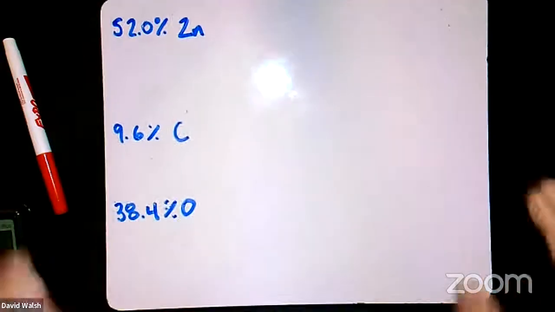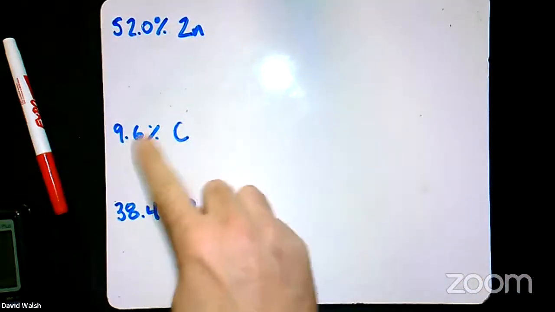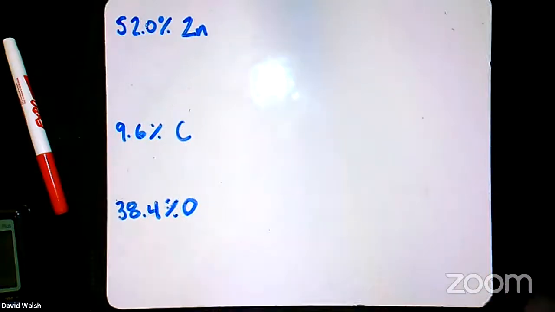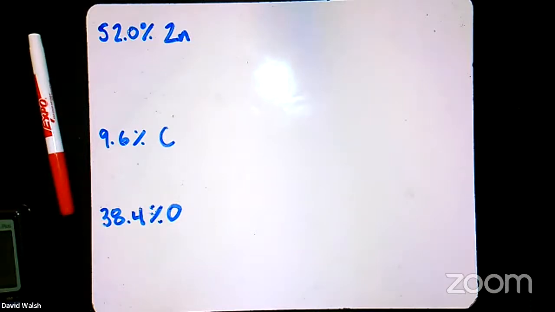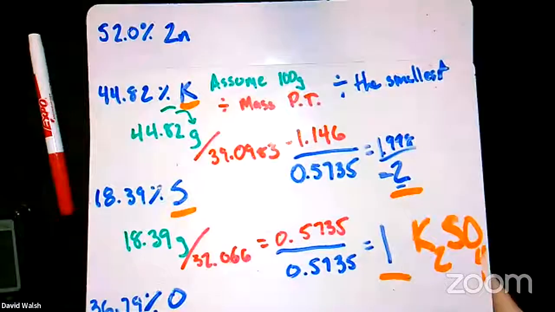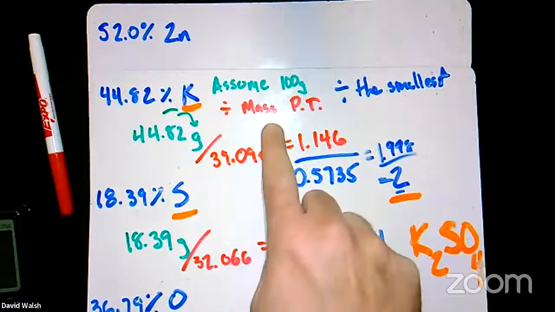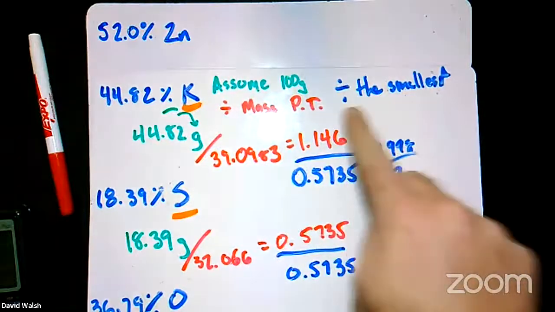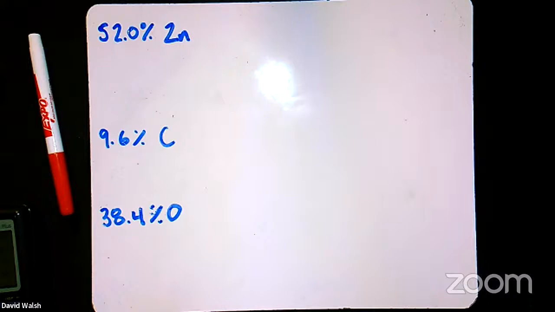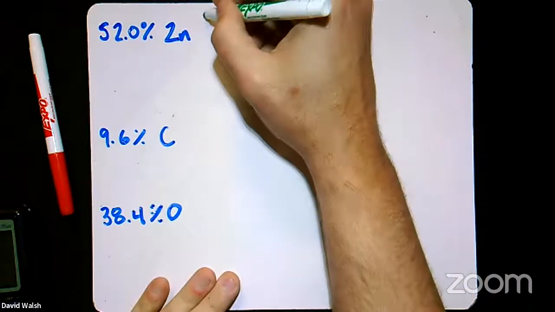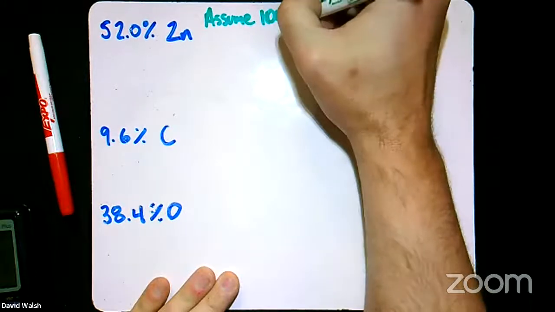Okay, so now here we have 52.0% zinc, 9.6% carbon, and 38.4% oxygen. We're going to follow the same steps as up here. We're going to assume 100 grams, divide by the mass on the periodic table, and divide by the smallest. That should give us the formula for this. So step number 1 is to assume 100 grams.